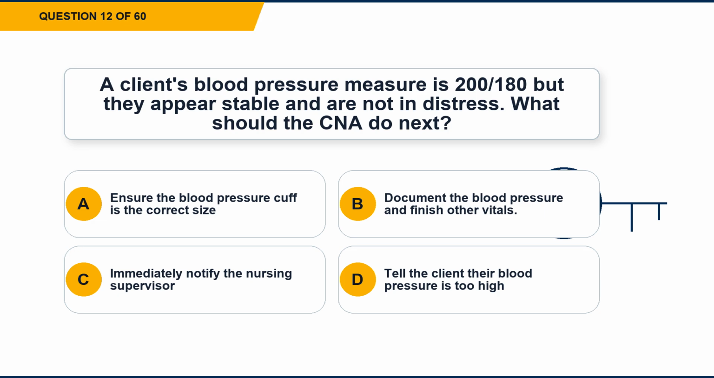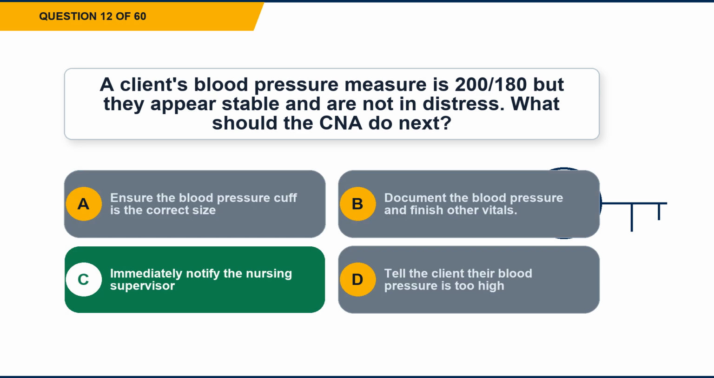Option A. Ensure the blood pressure cuff is the correct size. Option B. Document the blood pressure and finish other vitals. Option C. Immediately notify the nursing supervisor. Option D. Tell the client their blood pressure is too high. The correct answer is option C. Immediately notify the nursing supervisor.